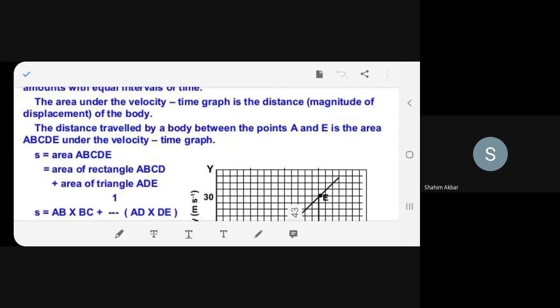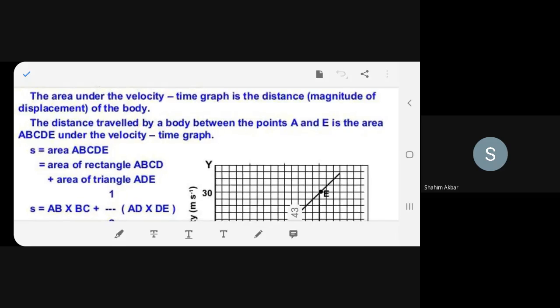The area under the velocity time graph is the distance, magnitude of displacement of the body. Okay. The distance traveled by a body between the points A and E is the area ABCDE under the velocity time graph, not minus. Okay. What is it? Velocity time graph. Now, the area under the velocity time graph is actually what? The velocity time graph is giving distance. That's what we did just now.